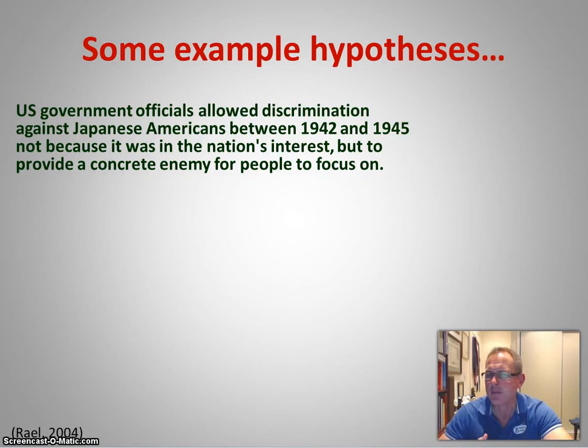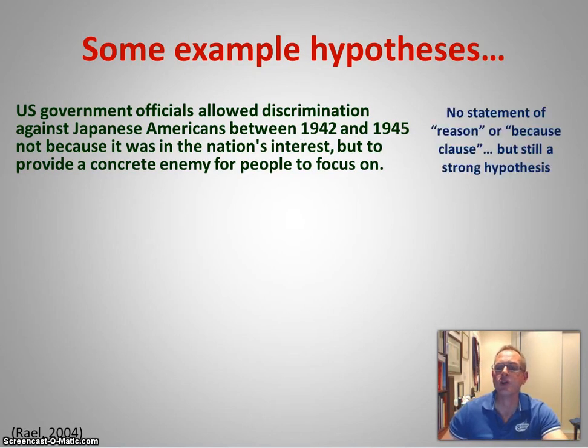First thing I'd like you to think about there is that it's open to argument. There's an argument about whether or not discriminations against Japanese Americans actually existed. It's open to argument that that discrimination wasn't in the national interest. And there's an argument and opinion there about this whole issue of providing a concrete enemy for people to fight on. So it's not a fact. It limits a time and place. This task is very much about what happened in the United States. The hypothesis limits a time frame to 1942 to 1945.